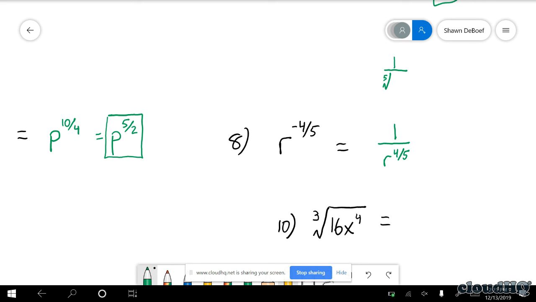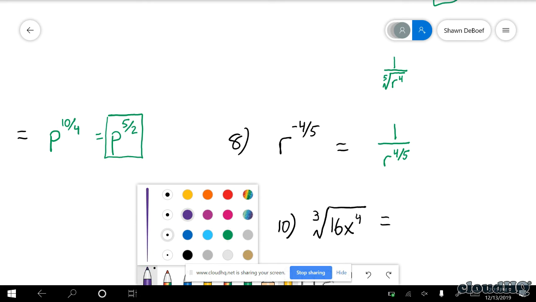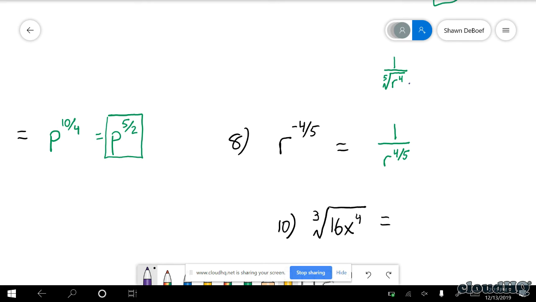It would be the 5th root of r to the 4th. Yesterday, we talked about fractions and the fact that we cannot have radicals in our denominator. We have to rationalize them. And so that's what I have to do here. I would have to multiply something in. Notice my index is 5. It's a 5th root. So I would want 5 of something.